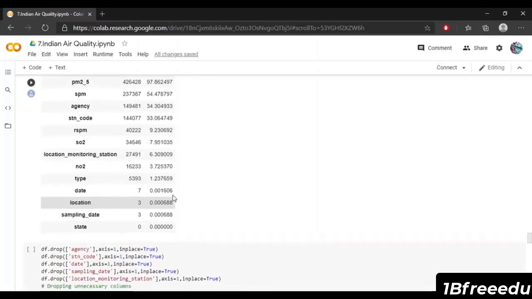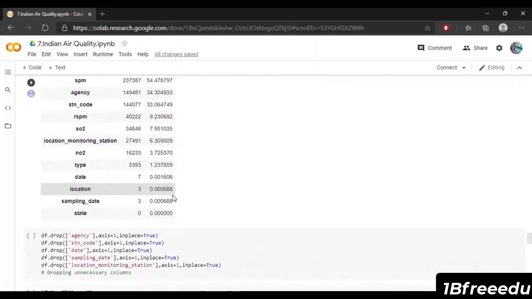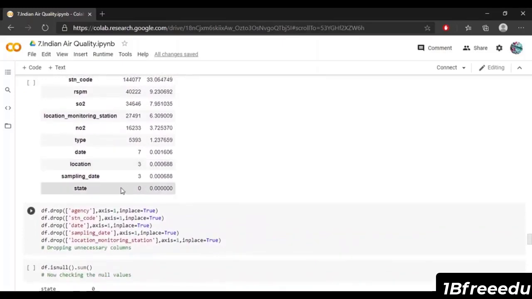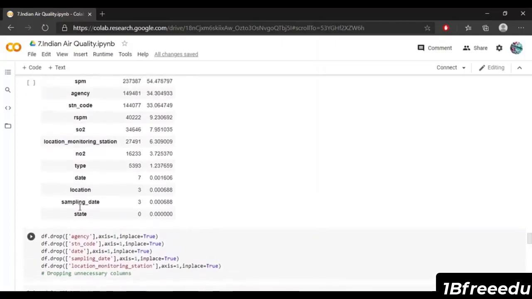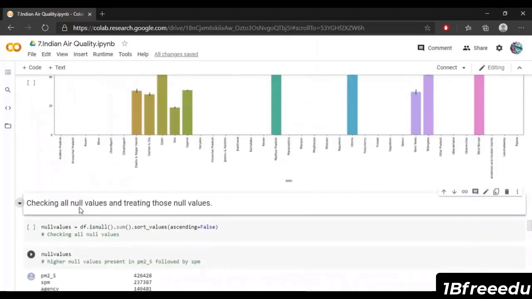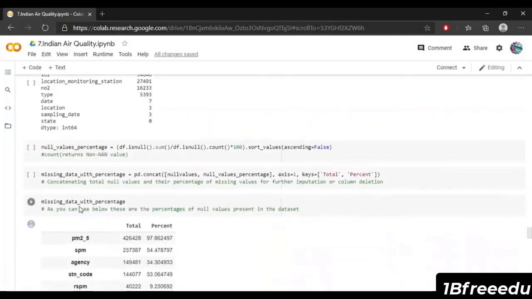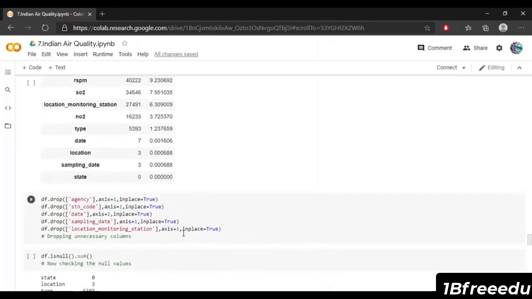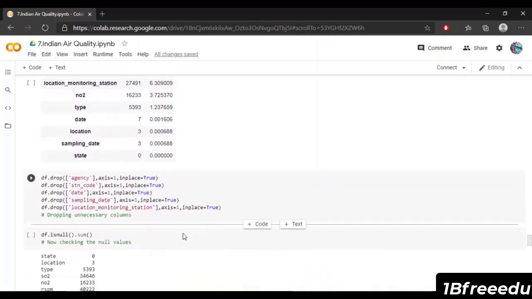Over here, again, there are a few column names in our data set which are pretty much of no use. So we have dropped those columns, like the agency. This particular column name is of no use for us for now, and we have dropped it, as well as the station code. Again, we have no use of this particular column. Then we have dropped the date, the sampling date, as well as the location monitoring station. And we have used inplace equal to True, which means it will drop the entire column.